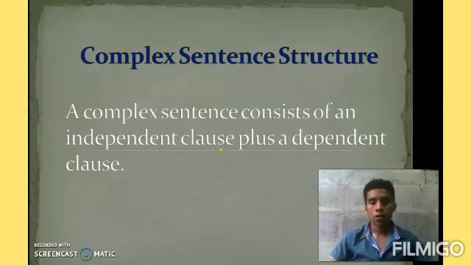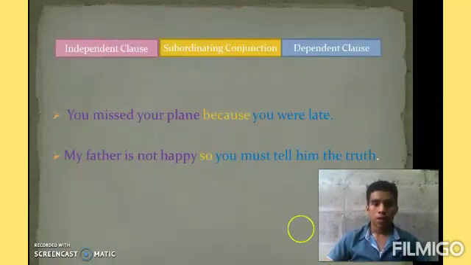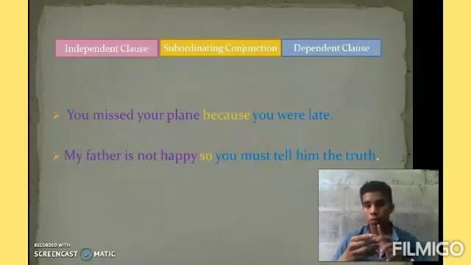Complex sentence structure. A complex sentence consists of an independent clause plus a dependent clause. It is necessary to know that a dependent clause always starts with a subordinating conjunction, or in some cases with a relative pronoun, but it doesn't express a complete thought. Let's look at some examples, but first, the structure: independent clause plus subordinating conjunction plus dependent clause.